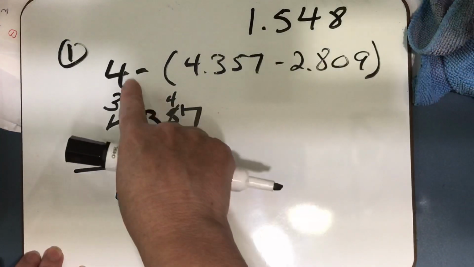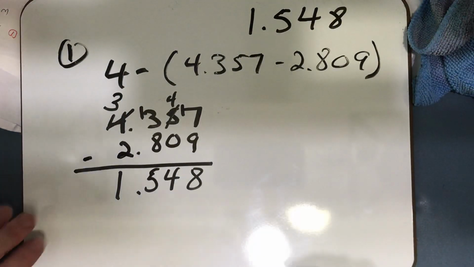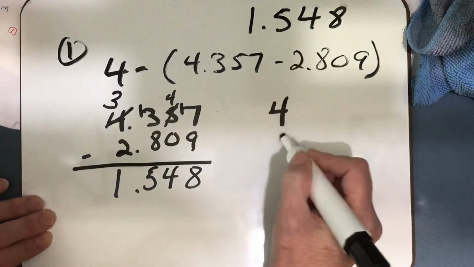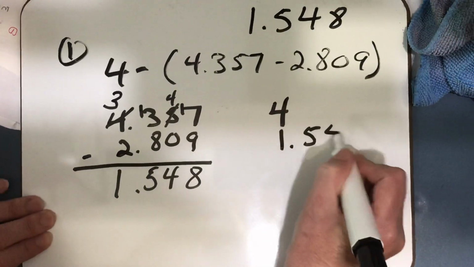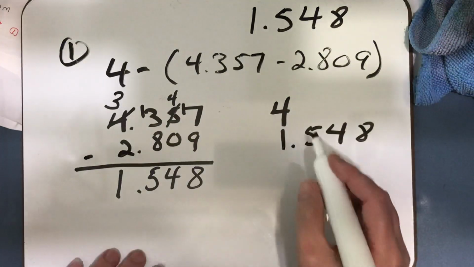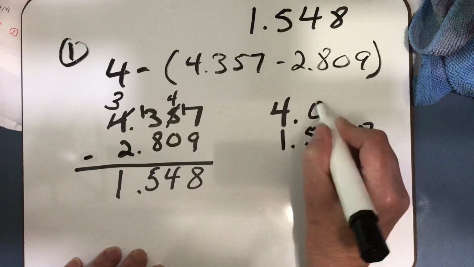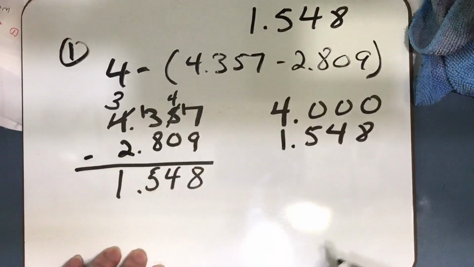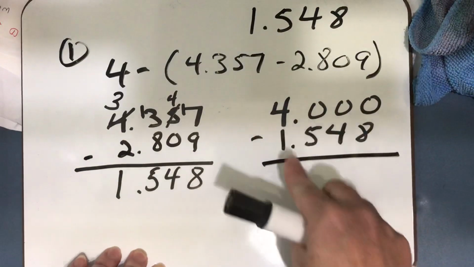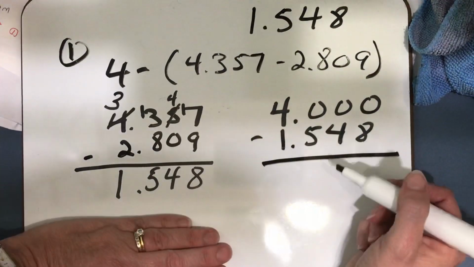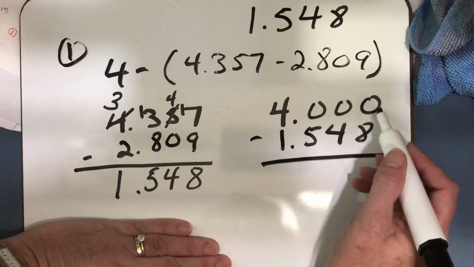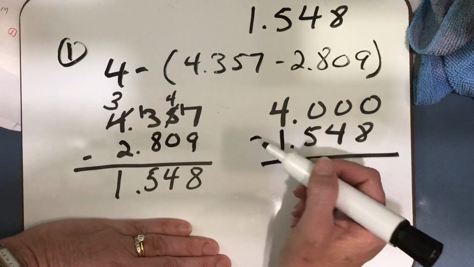Now I need to subtract 4 minus 1 and 548 thousandths. So when I write that, it's 4, and then 1 goes in the ones place, and then I have my tenths, hundredths, and thousandths. Now since this is a whole number, I can put a decimal point, and I can put zeros after the decimal point. And 4 and 0 thousandths is the same thing as 4. So now I need to regroup. All right, so I don't have any tenths, hundredths, or thousandths. I need to go all the way over to my ones place.